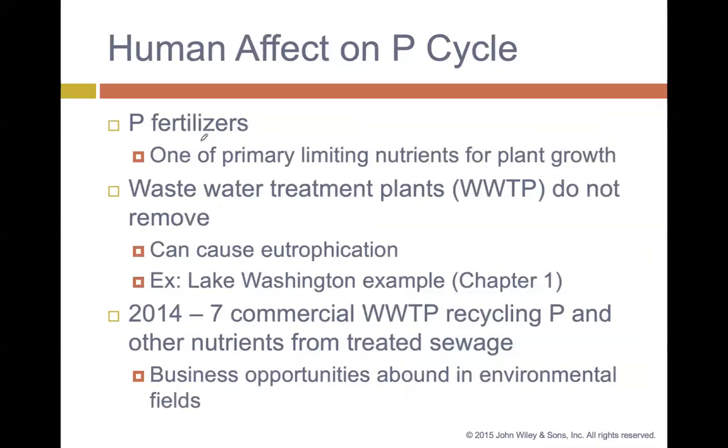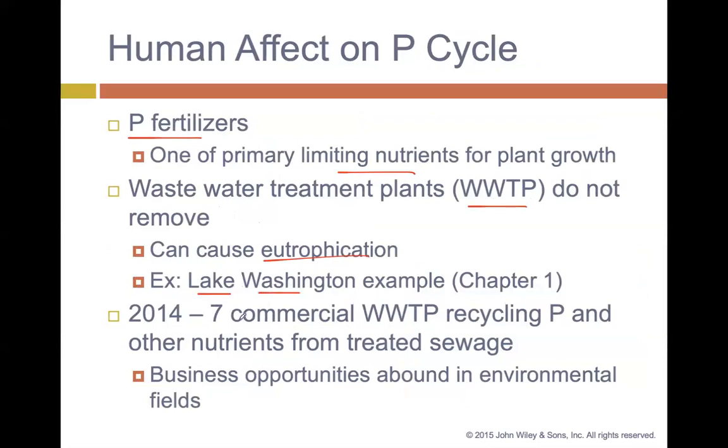Human effect on phosphorus, the big one is phosphorus fertilizers. One of the primary limiting nutrients for plant growth are these phosphorus fertilizers. Wastewater treatment plants do not remove phosphorus, and this can also cause eutrophication. And examples that we talked about in Lake Washington in that chapter 1 example.